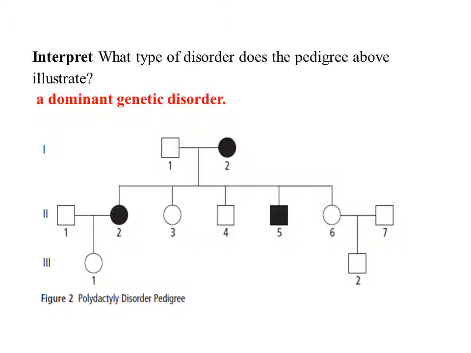Question number 2, pedigree 2. Here it shows a disease called polydactyly. Polydactyly disorder means you have extra fingers. This disease is a dominant genetic disorder. Polydactyly is a dominant genetic disorder. You have extra fingers or toes.